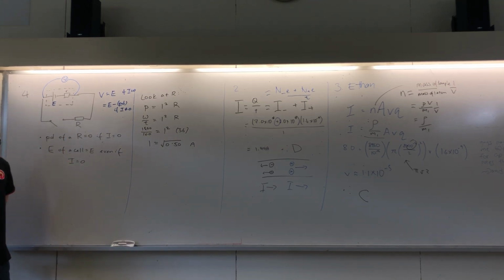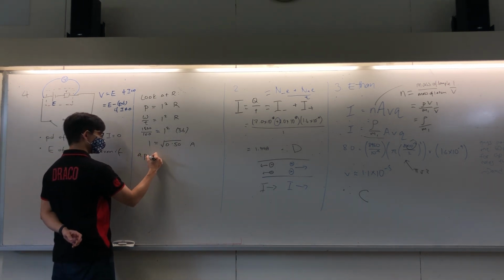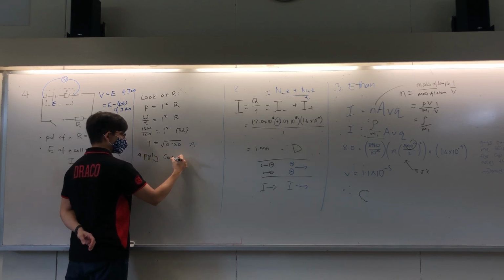Square root 0.050. 0.50. Okay, all good. So now I know the current going through the circuit. Then I can apply conservation of energy.